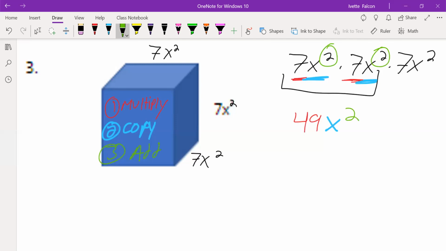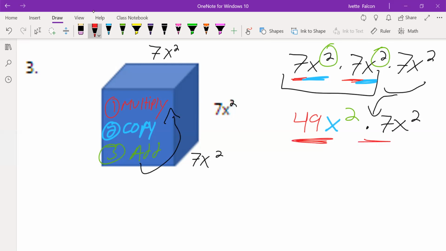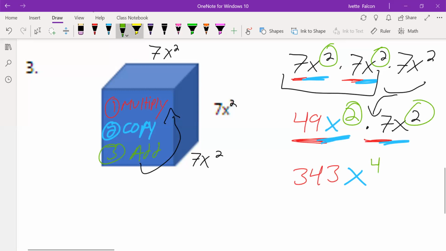Once you have done this, then you can repeat your steps again, because if you notice, I still have an extra 7x to the power of 2, which I'm gonna bring down and I'm gonna multiply to this one now. So repeat our steps, 49 times 7, multiply our coefficients, which is gonna be 343. Copy our variable, which is the letter x, and add our exponents, which is gonna be 2 plus 2, which is gonna give me the number 4. And this would be my volume.